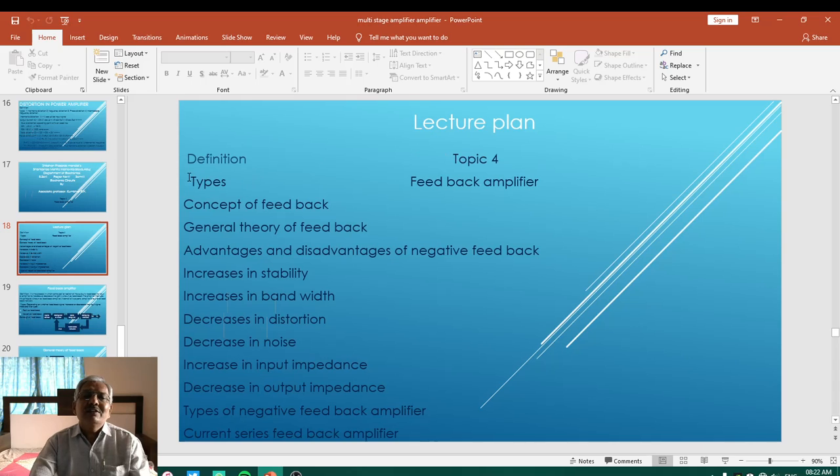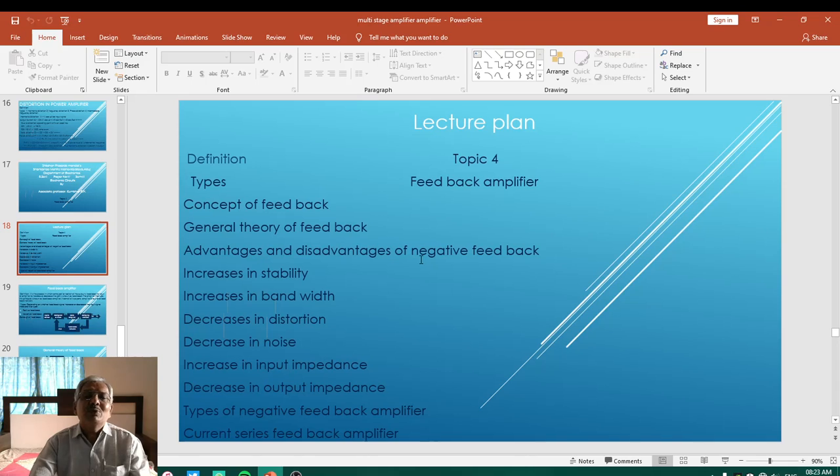Then we are going to study the types of feedback in amplifiers. Then we are going to introduce the concept of feedback. After that, we are going to study the general theory of feedback, where you are going to understand clearly about the types of feedback. Then we are going to study the advantages and disadvantages of the negative feedback in amplifier.